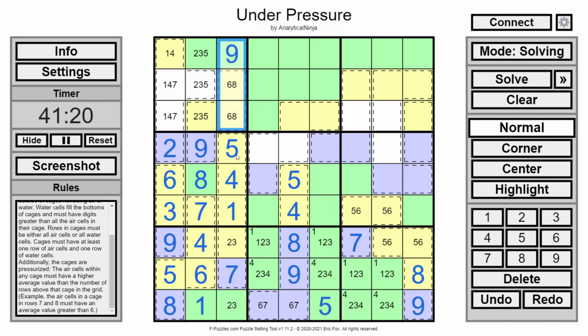Is there, maybe this is now restricted? This has to average to greater than 3, which means it needs to add up to, because there are 4 air cells, average of 3 would be 12. It has to be greater than 12, so 13. So this is 10, this must be a 3.